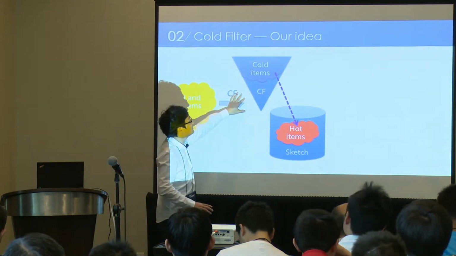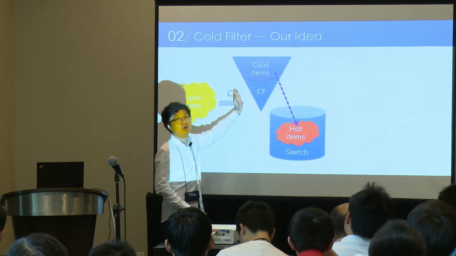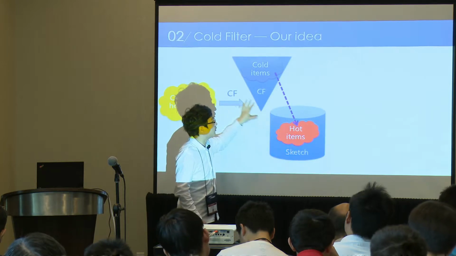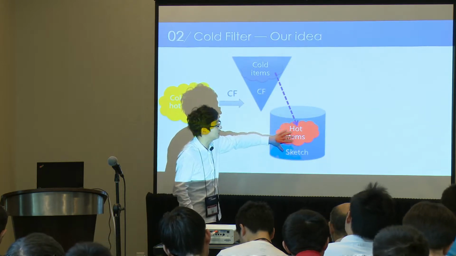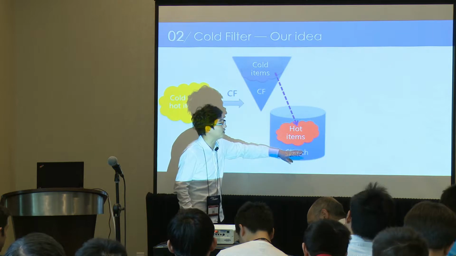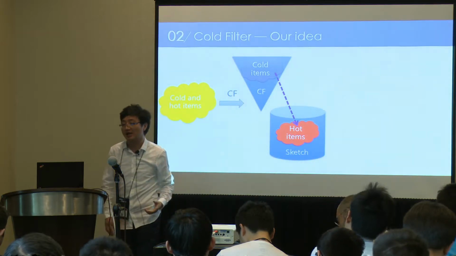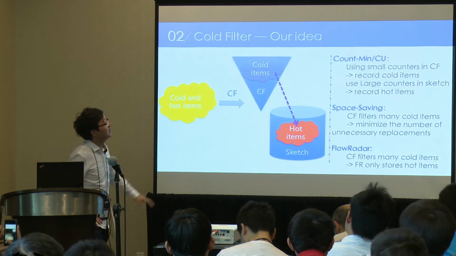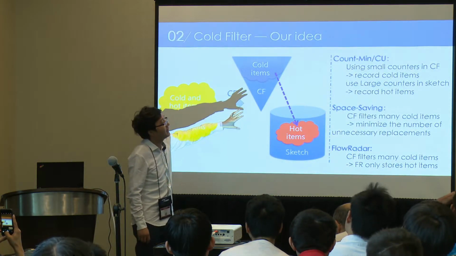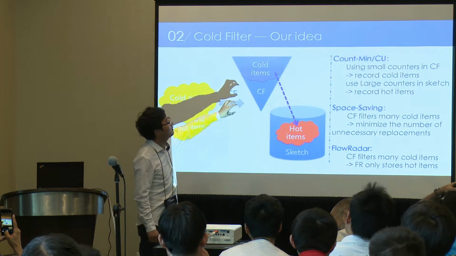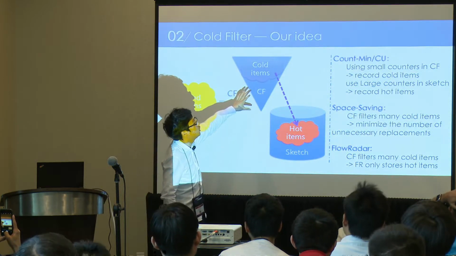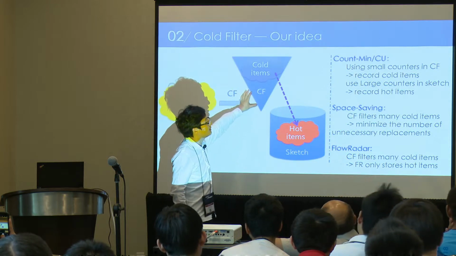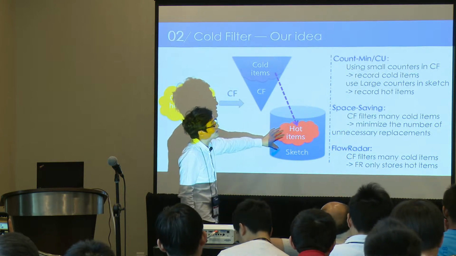The first stage is called a cold filter. We just filter the cold atoms in the first stage. And in the second stage, we only let the hot atoms enter. We can use Sketch, Space-Saving, and FlowRadar in the second stage. We can use the CU sketch in the first stage to record the frequency of cold atoms, and we can use small counters in this stage. In the second stage, we can use very large counters.